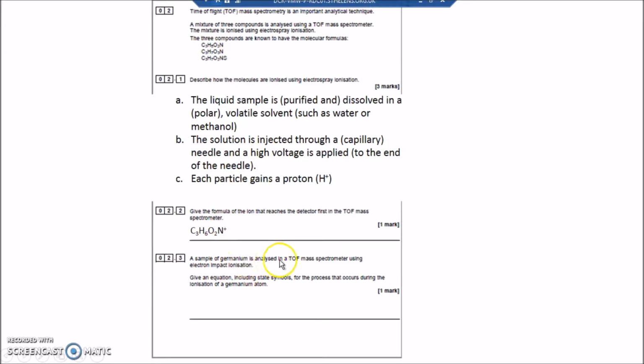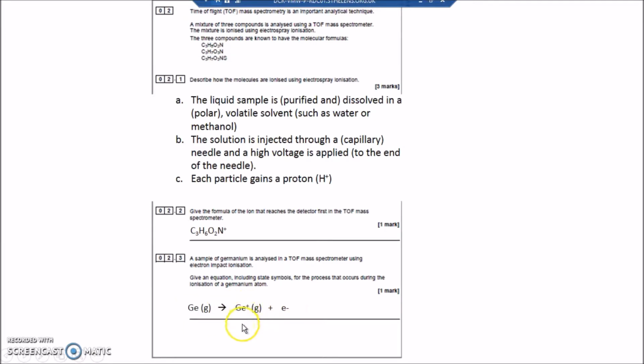The sample of germanium is analysed in a time-of-flight mass spectrometer using electron impact. So this is what I mentioned before. Electron impact is just removal of an electron. So it's germanium, it's got to be a gas, and goes to Ge plus gas and an electron. In other words, it's the first ionization energy of germanium. So all electron impact ionization is, you have something called an electron gun, which fires high energy electrons across the tube, and those electrons hit this molecule and just knock off another electron and form a Ge+.